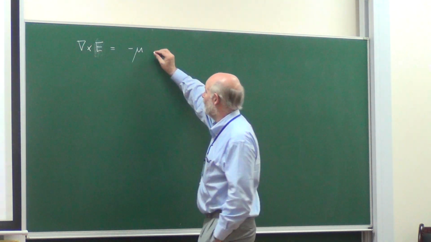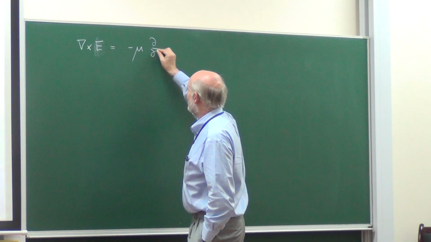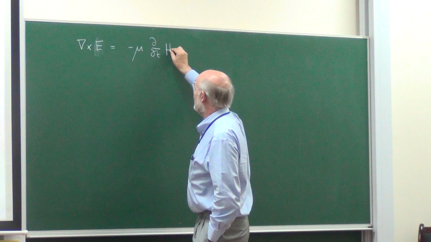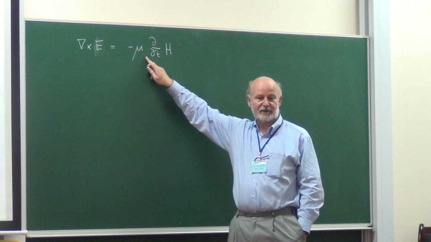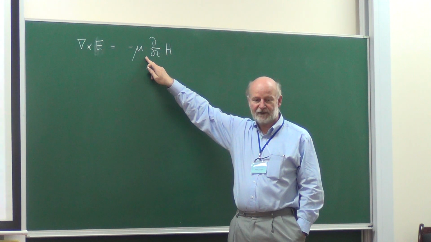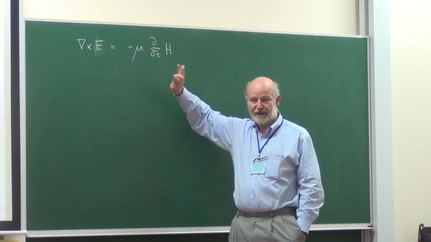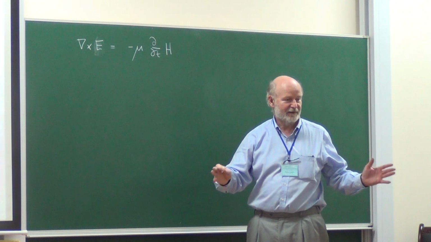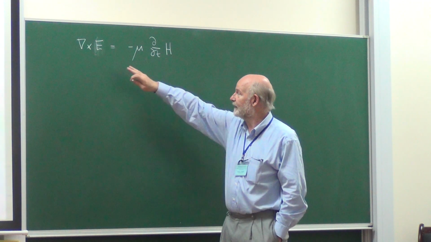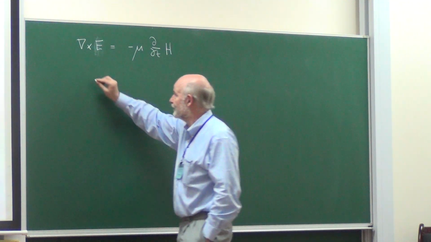And so you have the curl of E is equal to the time derivative of the magnetic field. And this one here characterizes your medium. This is called the permeability. It's different for different materials. So this is a material-dependent constant. This is the first Maxwell's equation.